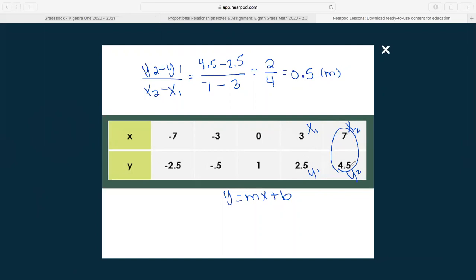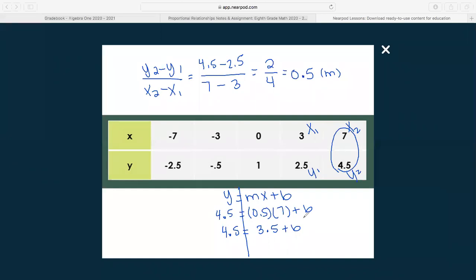So the y value I chose is 4.5. The slope that we just got is 0.5. The x value I chose to plug in is 7, and then plus b. This is what people were giving me as the answer. This is not the y-intercept. We have to find the y-intercept. So this says 4.5 equals 0.5 times 7 plus b. Well, first thing we do is multiply 0.5 times 7. So 4.5 equals 3.5 plus b.